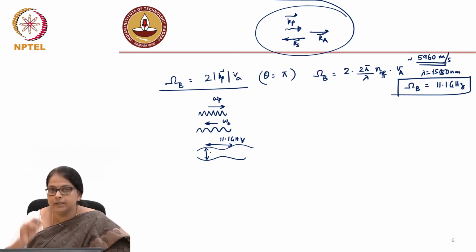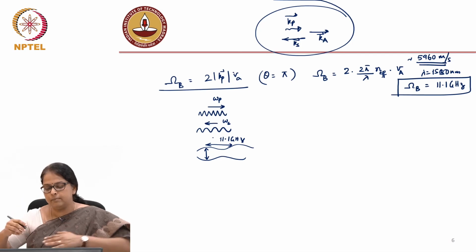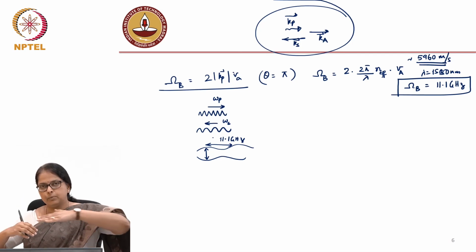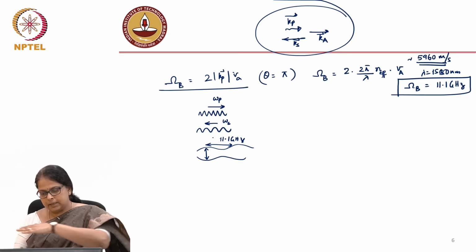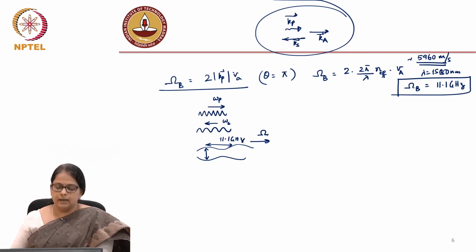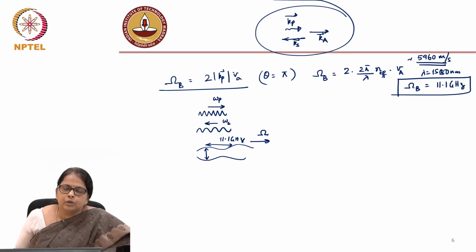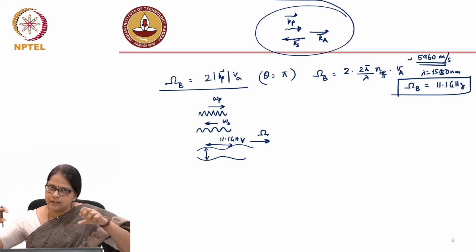So you have regions along the core where the electric field is high and low, and it is also moving, because your pump is moving in the forward direction and Stokes is moving in the backward direction. So the beat is also moving in the forward direction. But it also has a frequency of 11.1 gigahertz. So you have a strong electric field and a weak electric field kind of scenario set up.